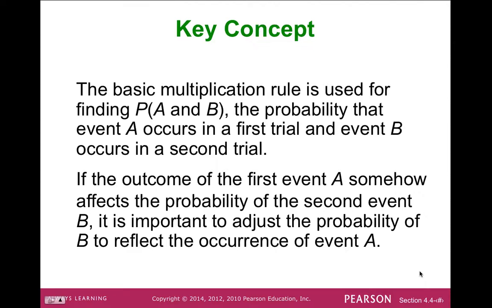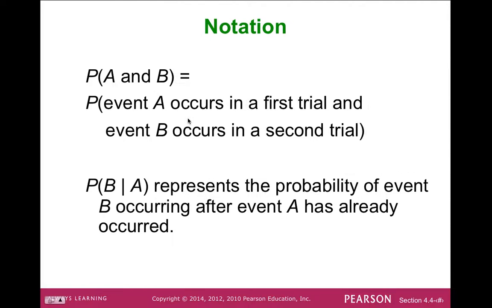It's important, however, in the multiplication rule to note that if the outcome of the first event, which is event A, somehow impacts the probability of the second event, which we'll call B, it's important to adjust the probability of B to reflect the fact that A has already happened. It's also important to note here that the key word for the multiplication rule is AND, whereas the key word for the addition rule was OR.